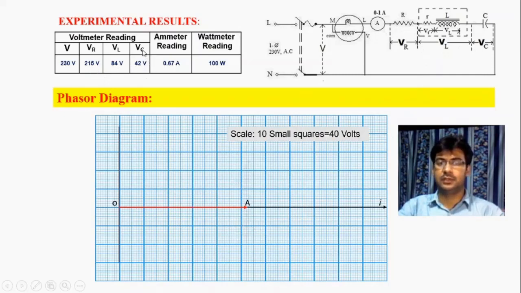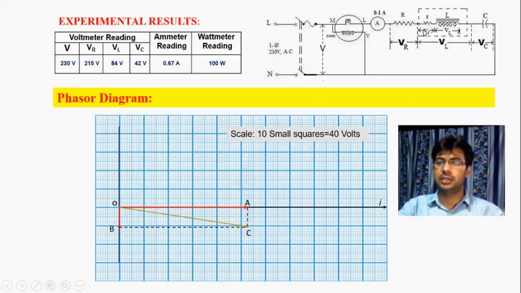Now come to Vc, that is the voltage drop across the capacitor. So Vc will lag the reference current by angle 90 degree. So it is represented by OB. Now let us find out the resultant of OA and OB. For this, we have to draw the parallelogram, and the diagonal OC will be the resultant of OA and OB, that is VR and VC.